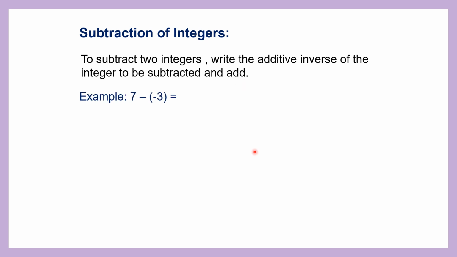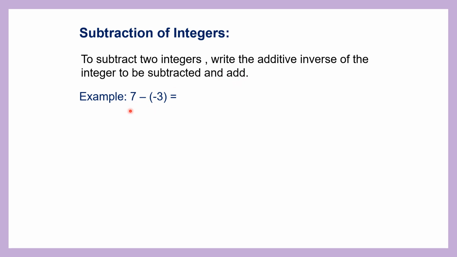Now let's take an example. Here we have two integers to be subtracted. So what do we have to do? Write the additive inverse of the integer to be subtracted. So which is the integer to be subtracted? Negative 3. Now we have to write the additive inverse of this. And what is the additive inverse? Plus 3. So we write 7 and this is plus 3, and then we have to add both.